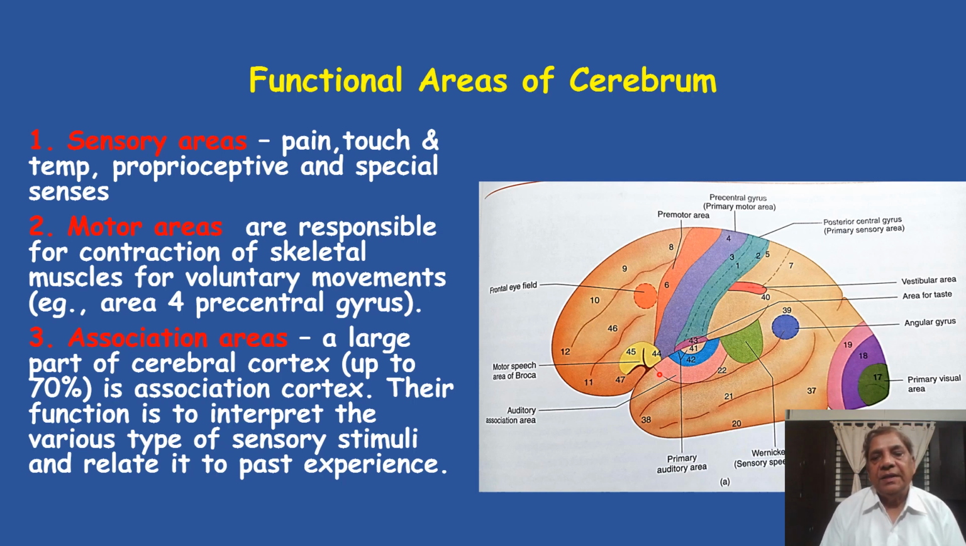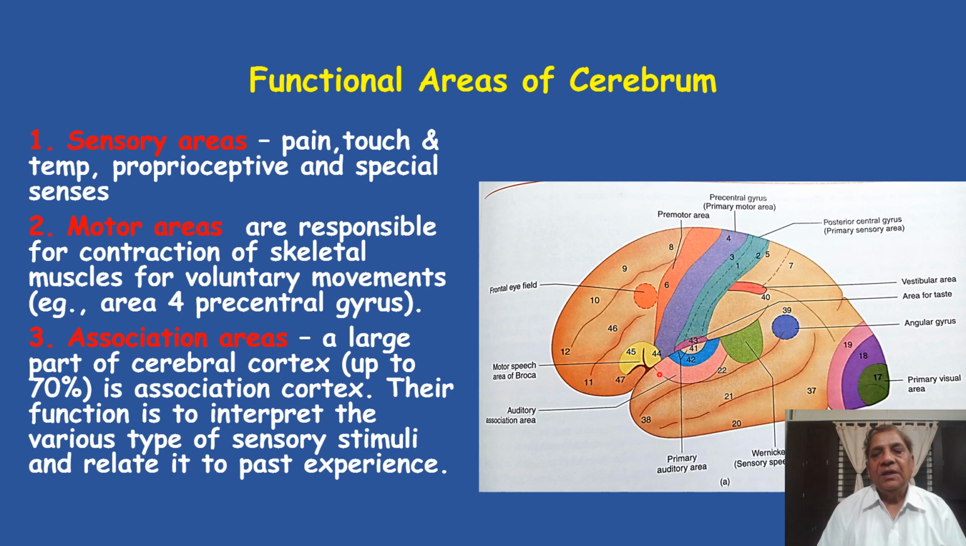The sensory areas are the areas of the cerebral cortex, or sulci and gyri, which receive various kinds of sensation. For example, the exteroceptive sensations which come from the skin are pain, touch and temperature. Then the proprioceptive sensations come from the muscles, tendons, joints and ligaments, and they go to the cerebral cortex. Similarly, the special senses also go to specific cerebral areas or sulci and gyri.